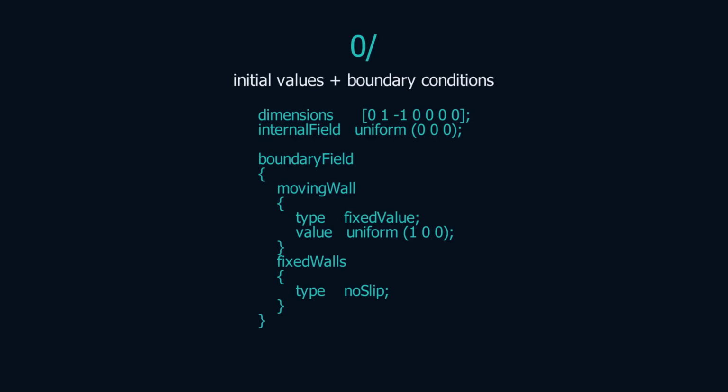And that dimensions line? It's OpenFOAM's superpower. Every field carries its units, and the solver refuses to add quantities whose dimensions don't match. Bugs caught for free.